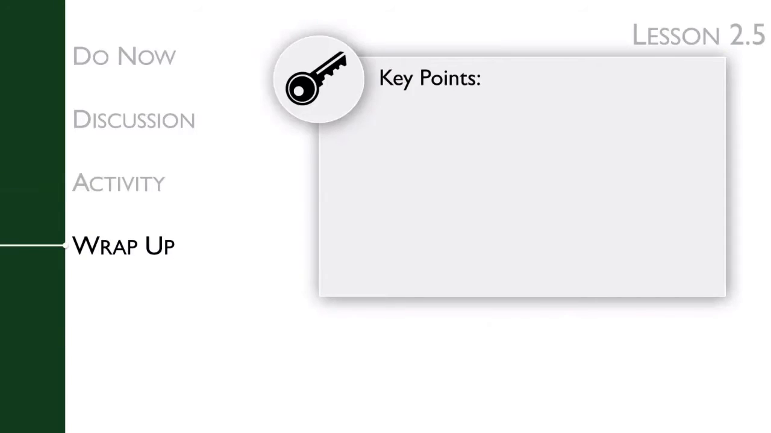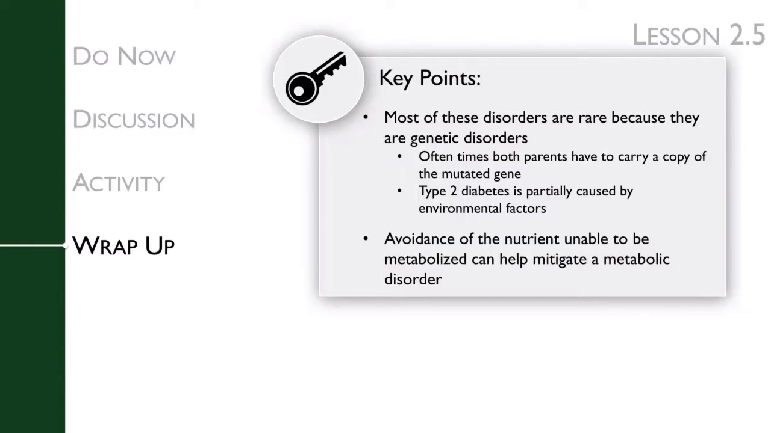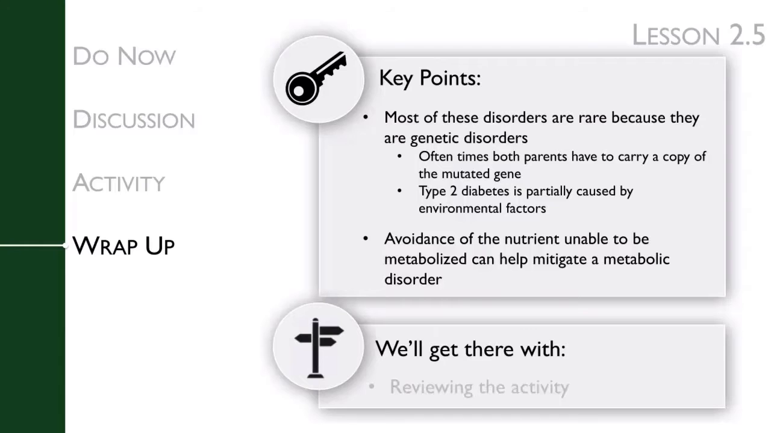The key points of this lesson's wrap-up are that most of these disorders are rare because they are genetic disorders. Genetic disorders are rare because oftentimes both parents have to carry a copy of the mutated gene. Type 2 diabetes is at least partially caused by environmental factors like diet, so entire societies can be afflicted. Avoidance of the nutrient unable to be metabolized can help mitigate a metabolic disorder. We'll get there by reviewing the answers from the activity together.